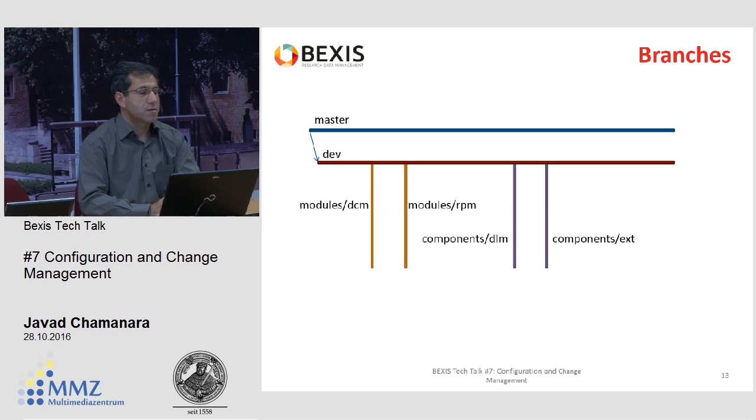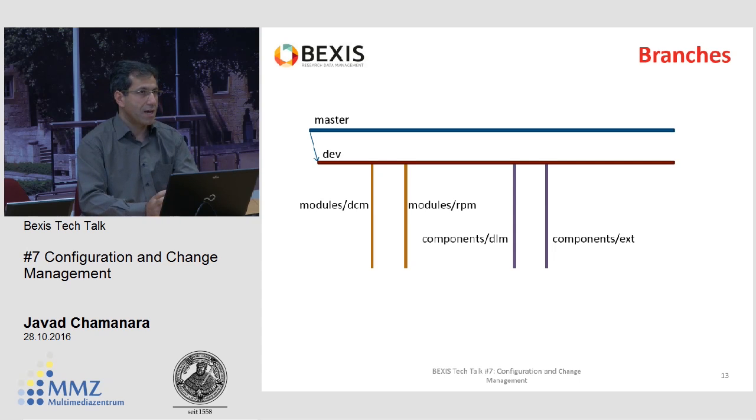And then we also have standalone branches for important components. DLM here is the data lifecycle manager. Anything about data lifecycle management will go into that component. Or EXT is the extensibility component that helps us, for example, to register new modules at runtime, to disable them, to enable them, and so on.